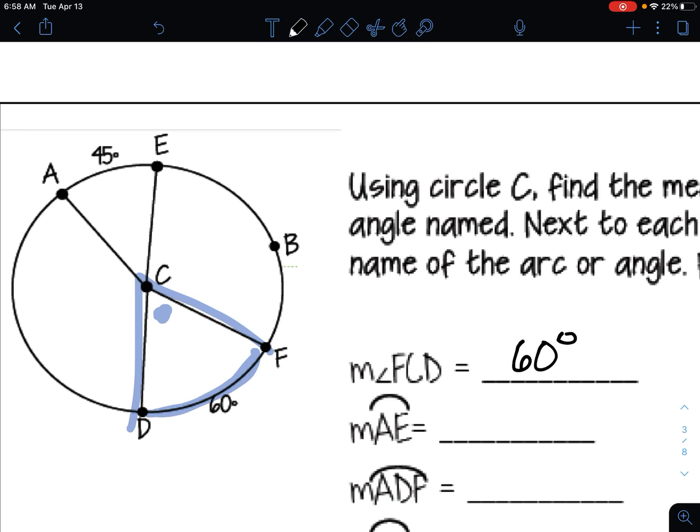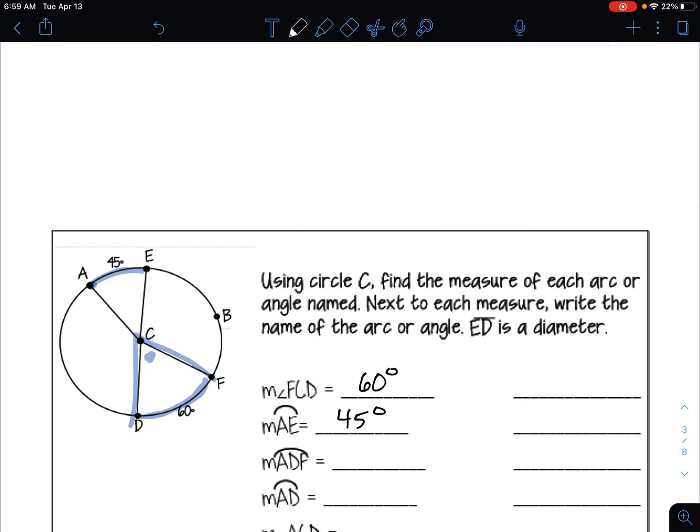Now, let's find the measure of arc AE. And again, it's got 2 letters, so that means the short distance, A to E. Well, that, thankfully, is already in there as 45 degrees. Life is easy peasy lemon squeezy.